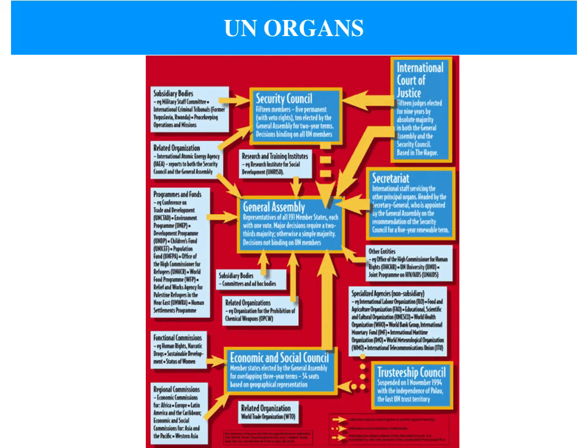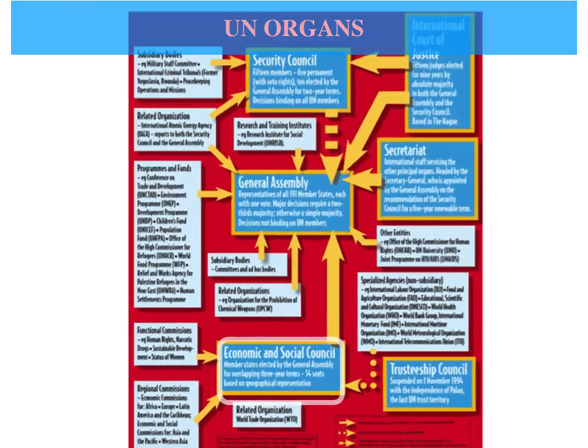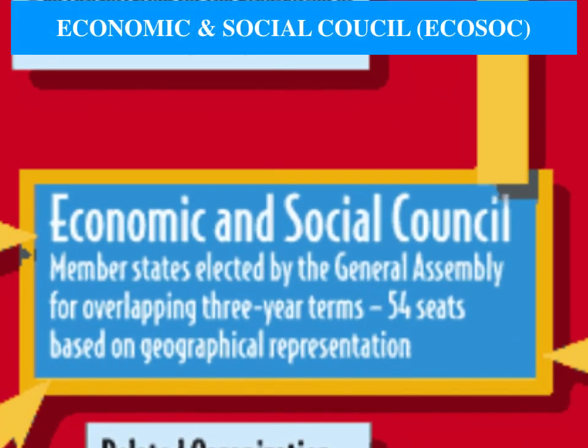Now, the next one we have is the Economic and Social Council, also known as the ECOSOC. This council has 54 members, and those members are elected by the General Assembly. The main function of ECOSOC is to promote social, economic, cultural and educational cooperation between the member states. And this 54-seat representation is based on geographical location.